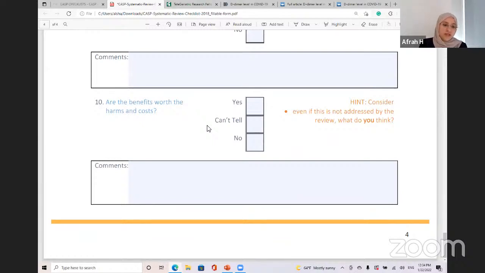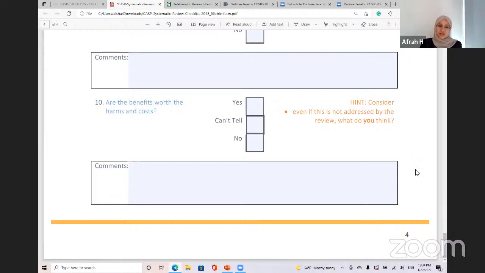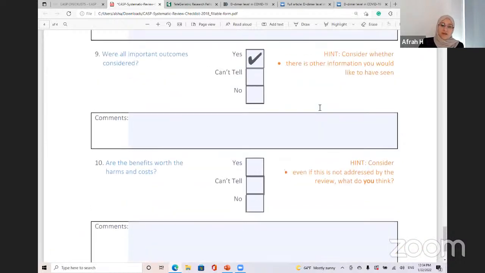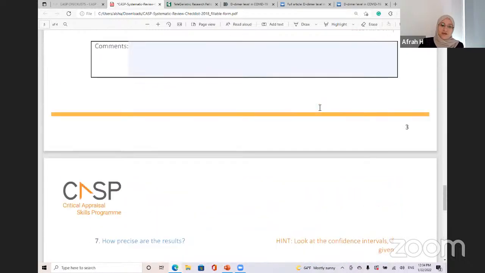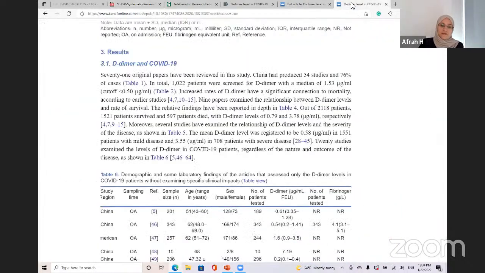The 10th question, are the benefits worth the harms and costs? Actually, I didn't understand this question because there are no harms and costs of this intervention. So cannot tell. Okay, so we finished the 10 checklist questions to assess the systematic review article. Do you have any comments or any questions?